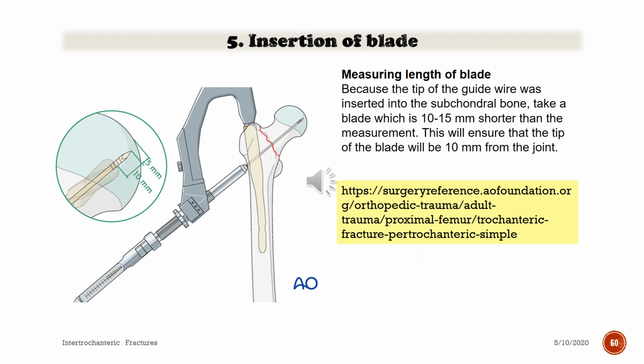Measuring the length of the blade. Because the tip of the guide wire was inserted into the subchondral bone, take a blade which is 10 to 15 mm shorter than the measurement. This will ensure that the tip of the blade will be 10 mm from the joint.